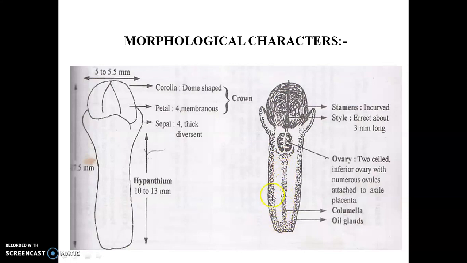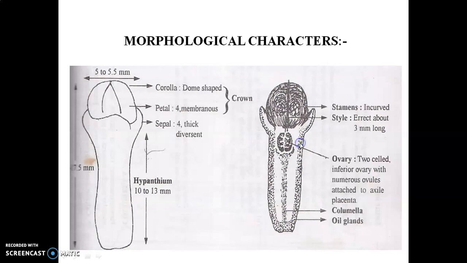Well, the rounded structures which are present at the periphery of this hypanthium are nothing but the oil gland cells. So it contains numerous oil gland cells, and this is generally the shape and the particular structures which are present morphologically in the clove flower bud.